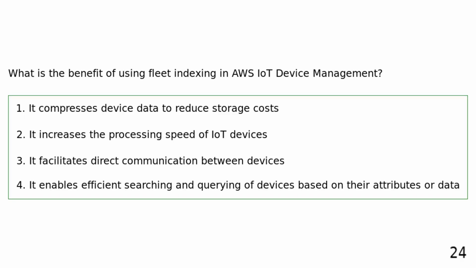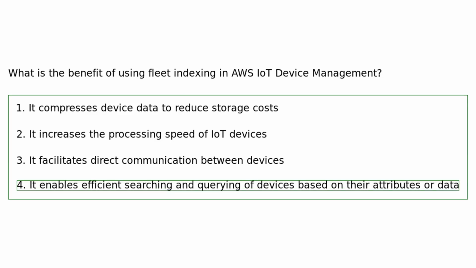What is the benefit of using fleet indexing in AWS IoT Device Management? It compresses device data to reduce storage costs. It increases the processing speed of IoT devices. It facilitates direct communication between devices. It enables efficient searching and querying of devices based on their attributes or data.